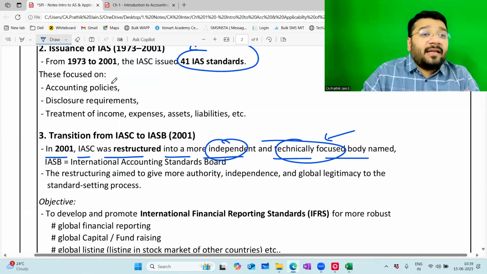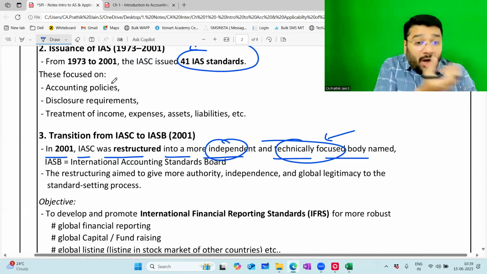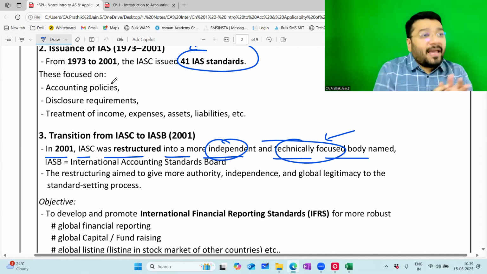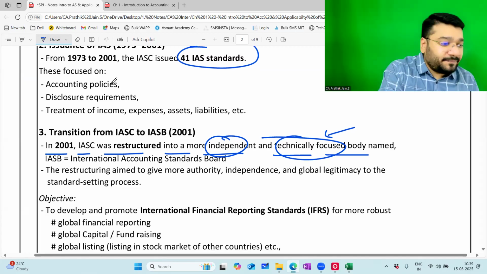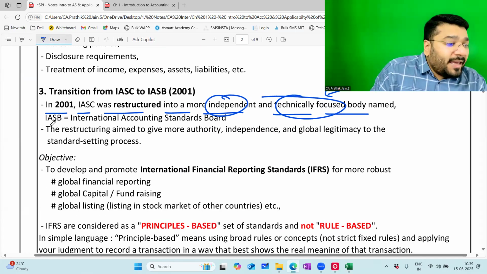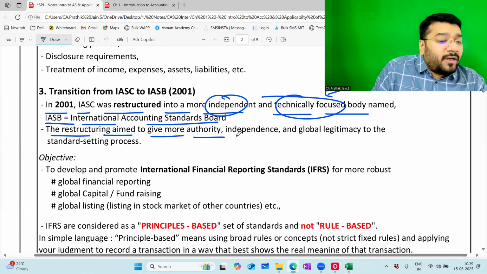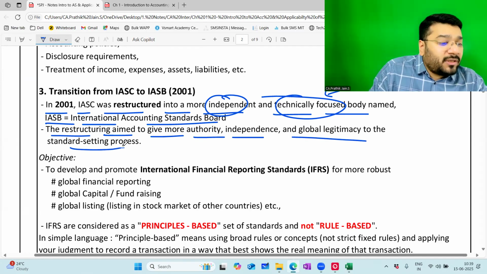But parallelly, there are certain accounting standards which are coming from IAS, which IFRS has not imbibed. So at present, IAS and IFRS are both running parallel at the global level. IASB is called the International Accounting Standards Board. The restructuring aimed to give more authority, independence and global legitimacy to the standard setting process.